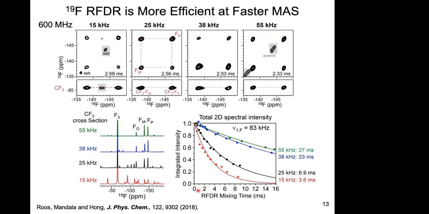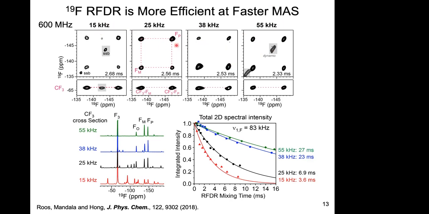And so during the RFDR mixing time, going out to about 15 milliseconds or so, I'm tracking the total 2D intensity. I'm not just looking at individual cross peaks. I literally just integrate the entire 2D spectrum. And you can see, based on just the visual impression, as you go up to faster spinning, my spots are getting, okay, this depends on how you plot the contour, but nevertheless, I hope you can see that my overall intensities are doing better at faster spinning.